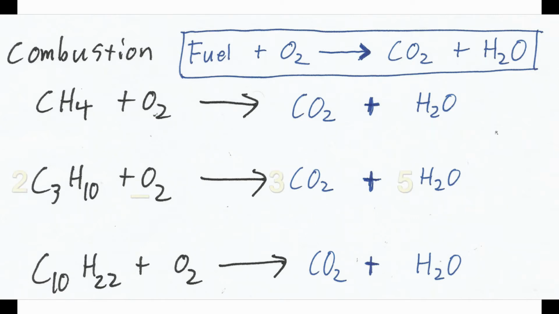So what was the coefficient here? Nothing, which is usually a one. Double one. Okay, skip it. What's this coefficient? Five. Double it. Three. What's this coefficient? Three. Double it. Okay. It's balanced now.